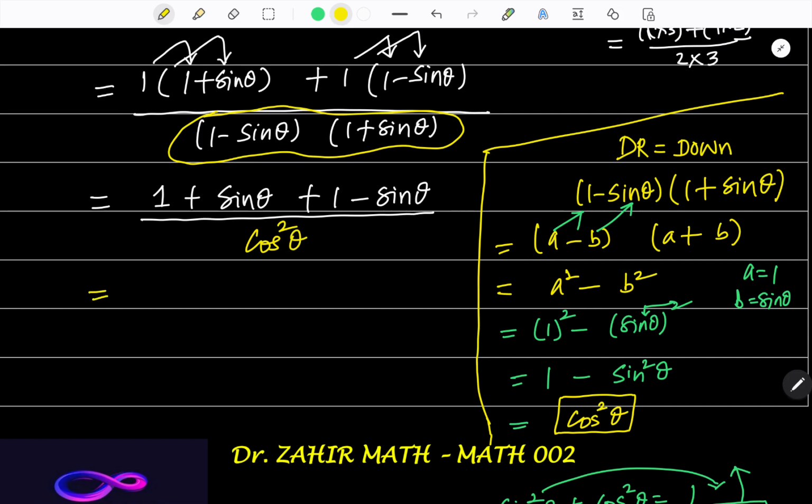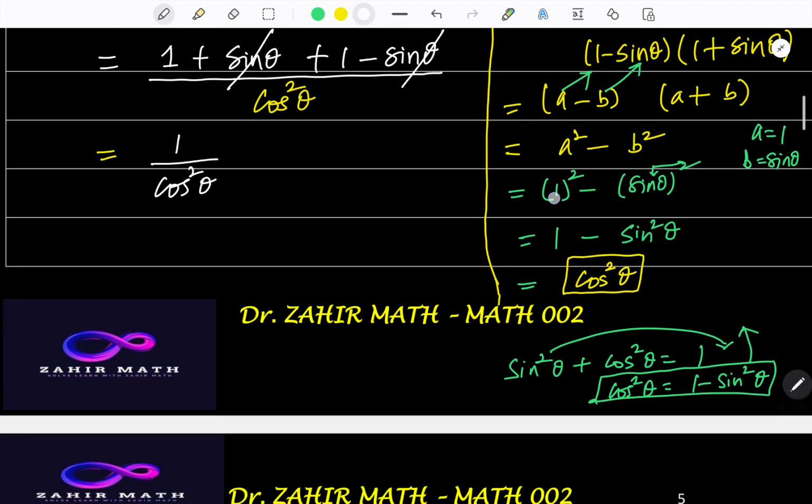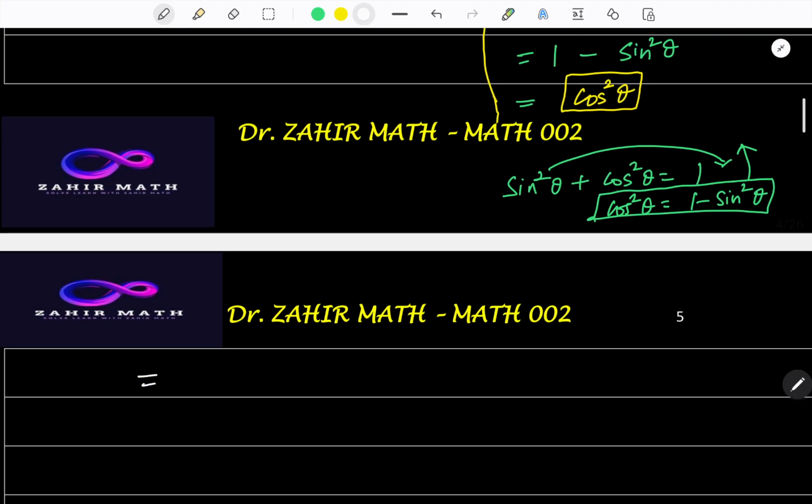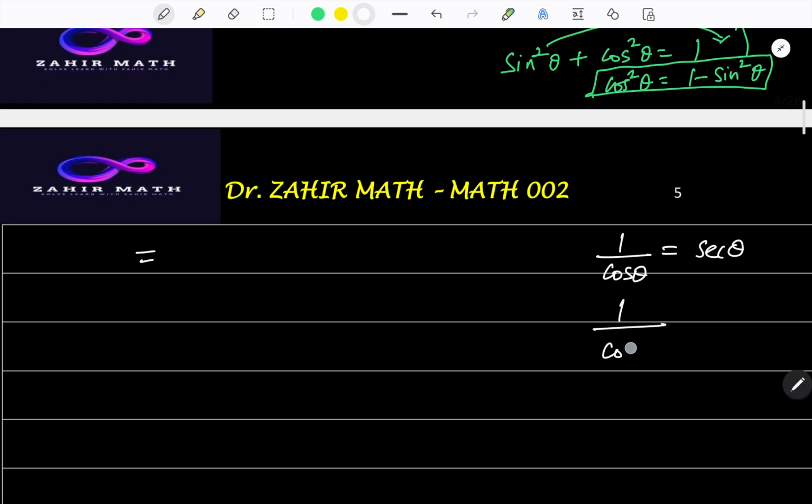Any question? No. So what happens now? This sine theta gets cancelled. So you will get 1 by cosine square theta. What is 1 by cosine square theta? 1 by cosine theta is secant theta, right? So what is 1 by cosine square theta? Which is secant square theta.